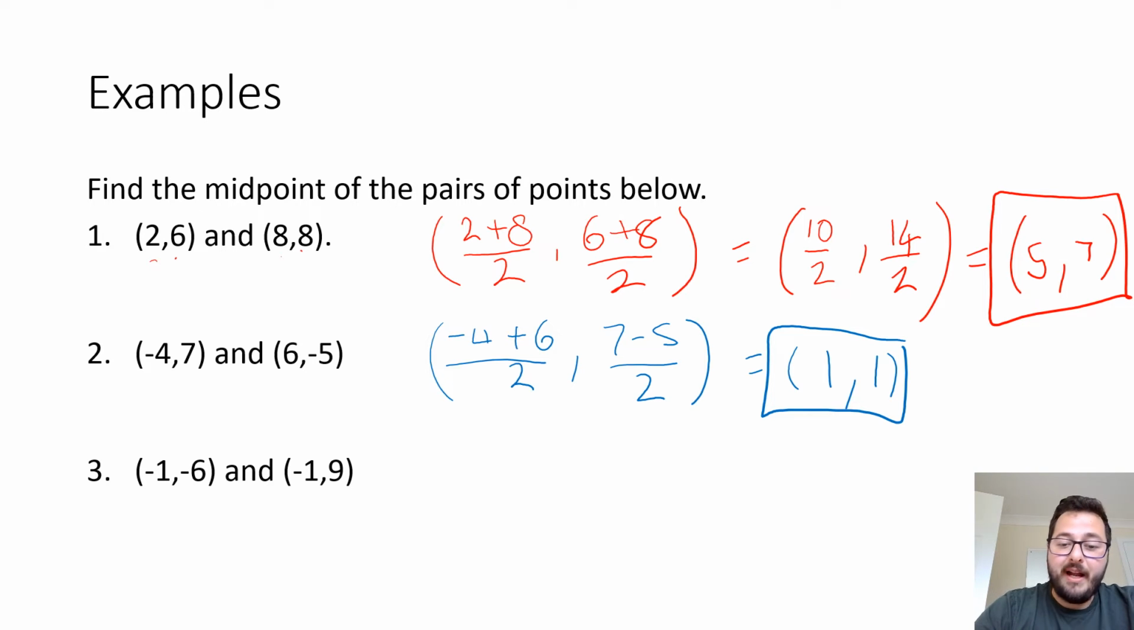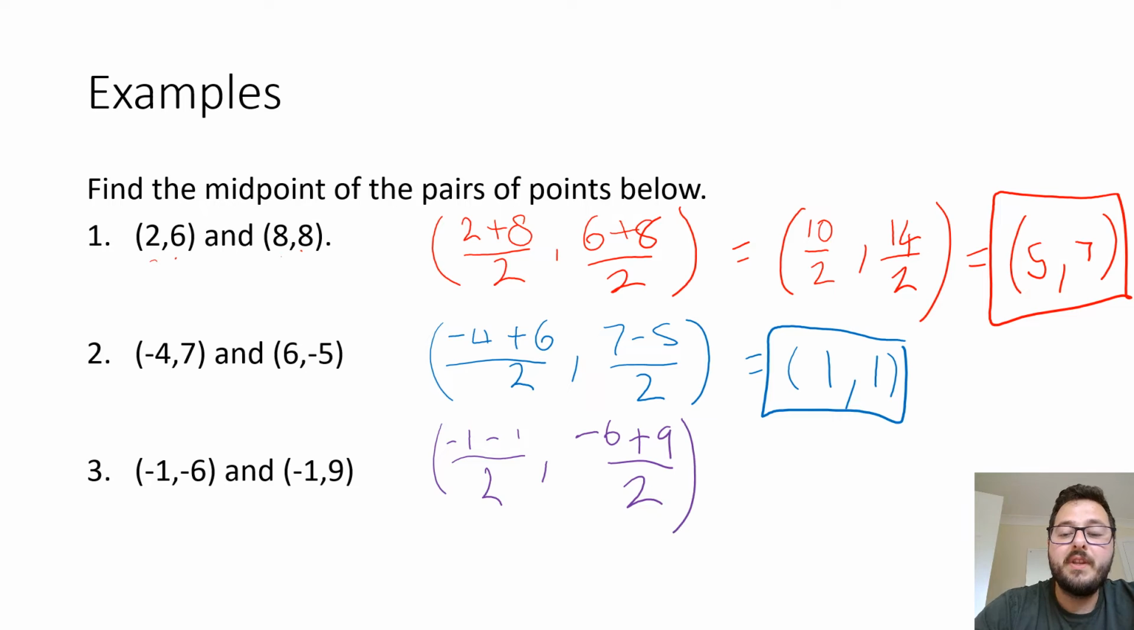Number 3, minus 1, minus 6, and minus 1 and 9. Now, if you notice, this has got the same x coordinate, minus 1 and minus 1. So we're imagining the midpoint will also have that x coordinate. But let's just go through the formula anyway. So we've got minus 1 minus 1 over 2, and we've got minus 6 plus 9 over 2. Well, minus 1 minus 1 is minus 2, and minus 2 divided by 2 is minus 1. And then minus 6 plus 9 is 3, and then 3 over 2 is 1.5.